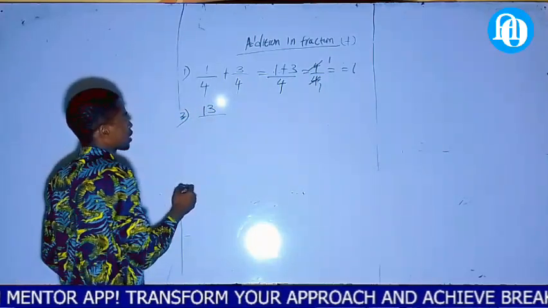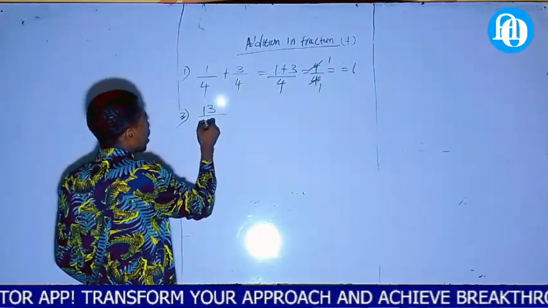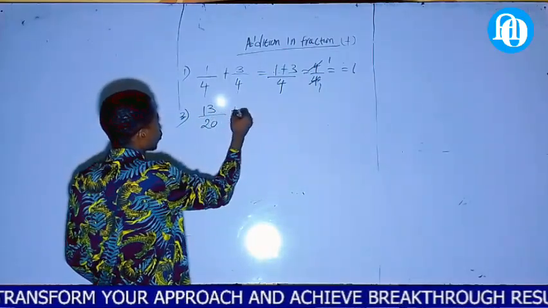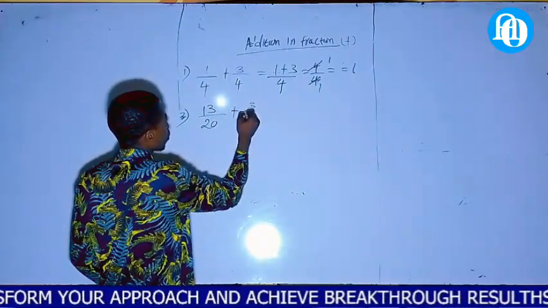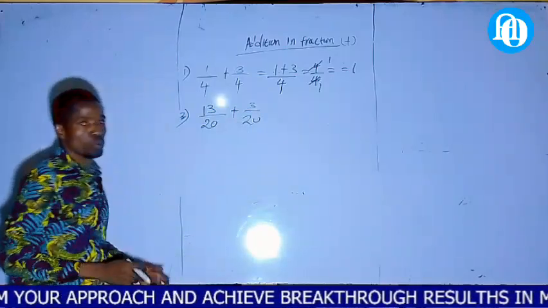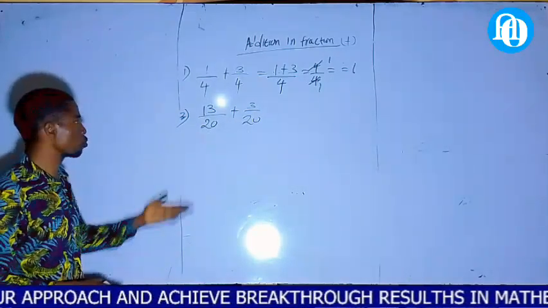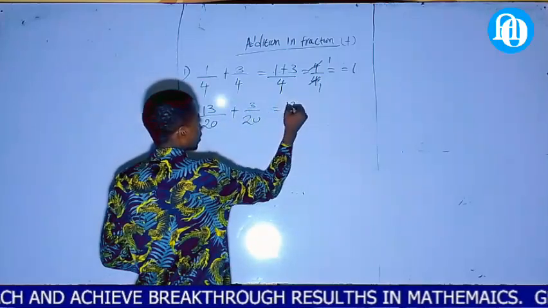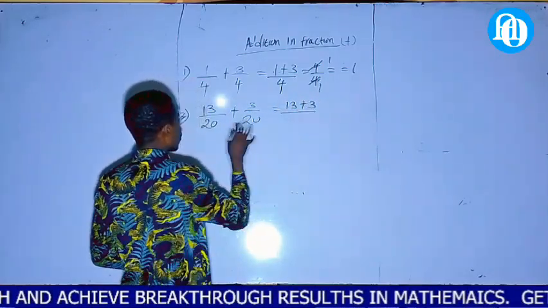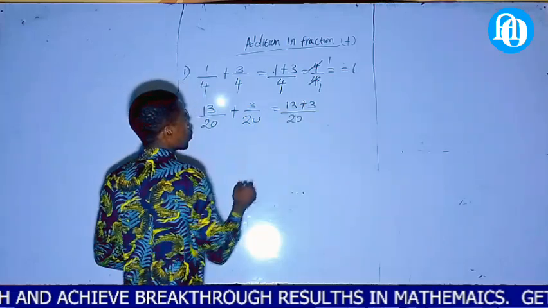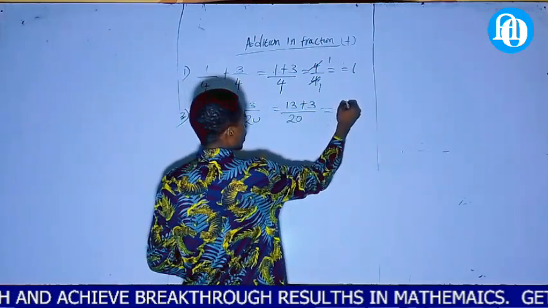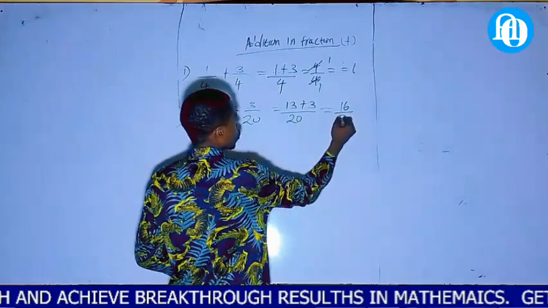Now, number 2: 13 all over 20 plus 3 all over 20. This question is very simple, just do the way I told you. 13 plus 3 all over 20 is equal to 16 all over 20.